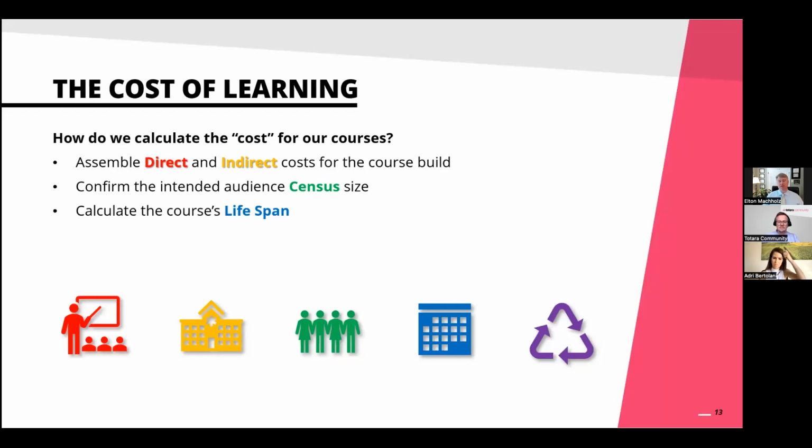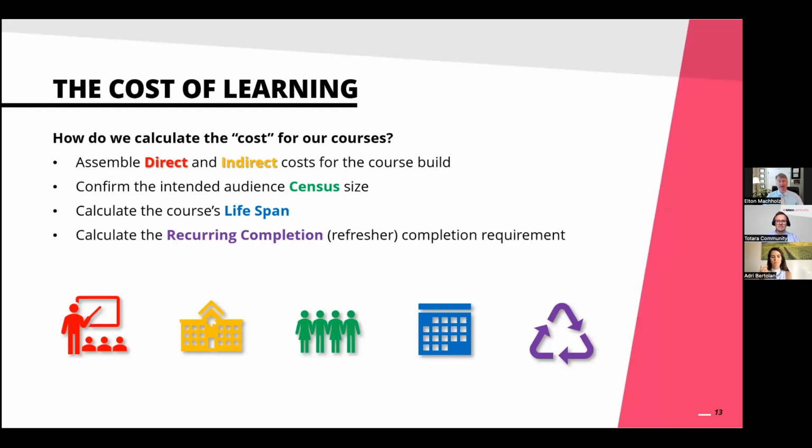Next is the course lifespan. How long is this content going to be relevant to what we're doing? If it's a health and safety topic like bloodborne pathogens, I've probably been using the same BBP course since 2007, maybe with some minor tweaks. But there are other topics that may come up, for example COVID training or policy training that might only be good for a year. Knowing what that lifespan is will also be part of our calculation.